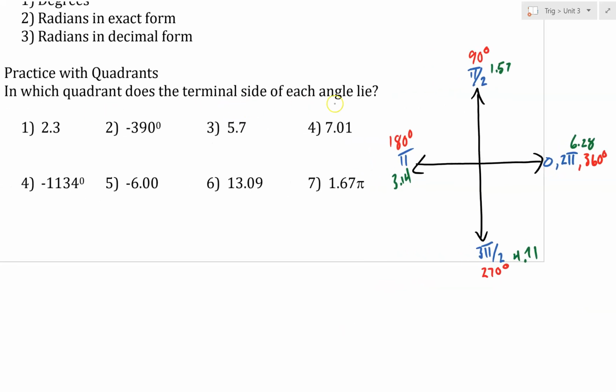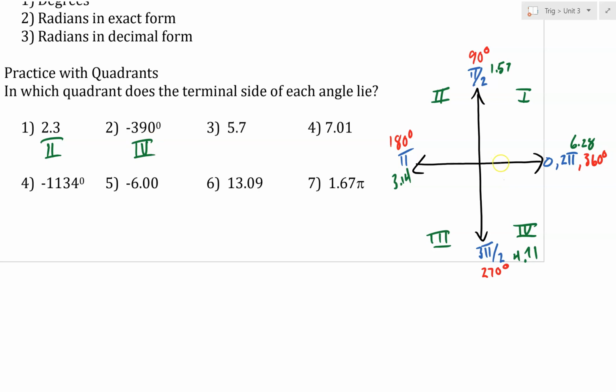And now with those things in there, this should be fairly quick to see. Which quadrant does each of these lie in? 2.3. Well, that would be in this quadrant. Making sure we understand this is 1, this is 2, this is 3 here, and this is 4. So 2.3 would put us in the second quadrant. Negative 390 degrees. Well, I'd start here, I go clockwise around 360, and then negative 30 more. That puts me in the fourth quadrant.